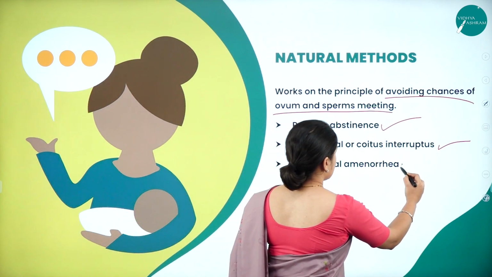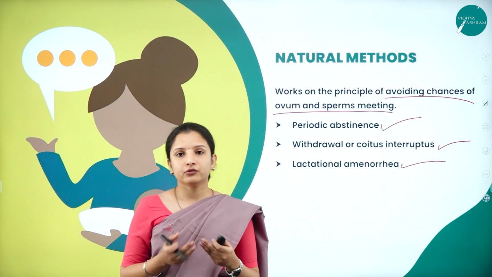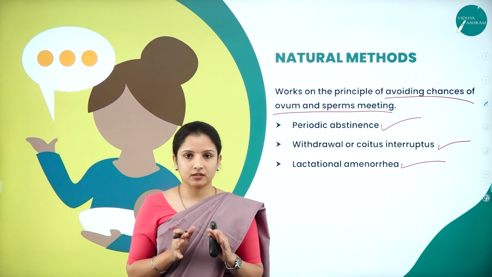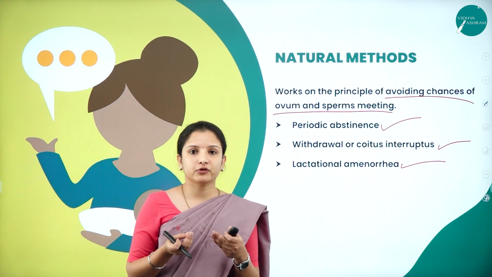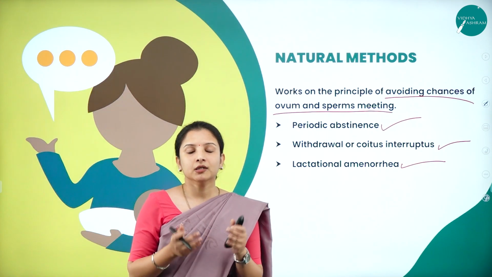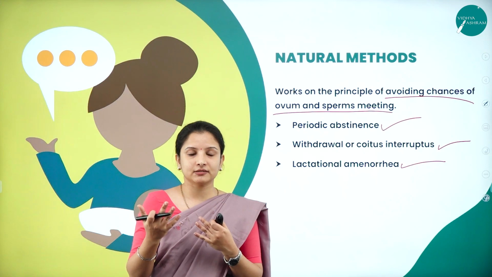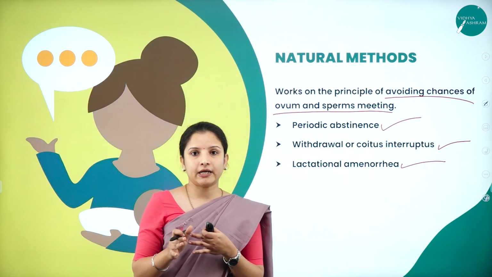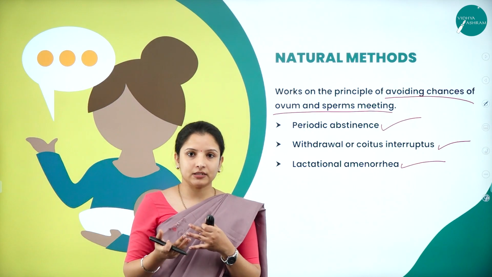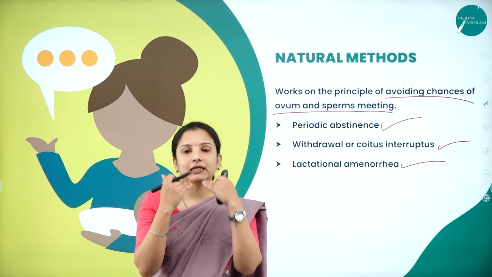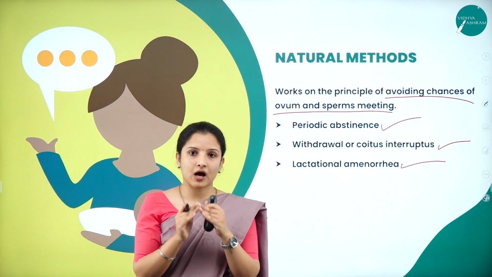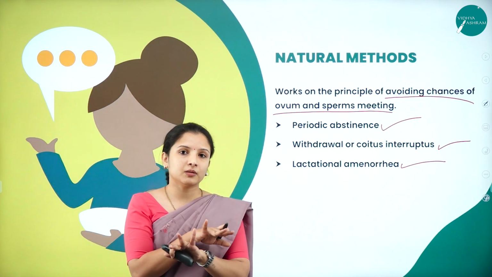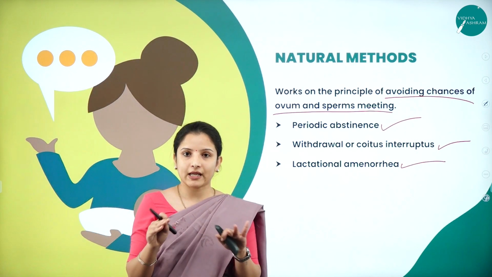And one more is lactational amenorrhea. You know that when the mother gives birth to a child, her mammary glands produce milk, right? Why is milk produced? It is because of a hormone called prolactin. As long as the mother breastfeeds her child, the level of prolactin will increase. That increase in prolactin will decrease the gonadotropin. Gonadotropin is a hormone which is very important for ovulation to take place. So when gonadotropin secretion completely stops, the ovum, or the egg, will not be produced.